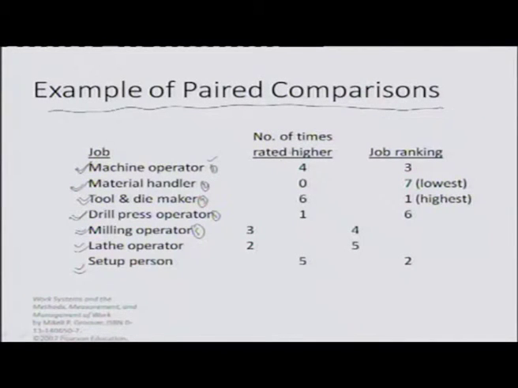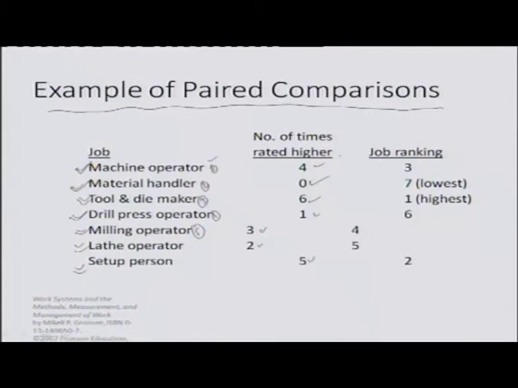For example, you can have the machine operator rated higher exactly 4 times, the material handler rated higher in almost no cases, so it is always on the low side. Tool and die maker is reported higher than the others in 6 cases, similarly drill press operator only in 1 case, milling operator in about 3 cases, lathe operator in about 2 cases, and setup person in about 5 cases. So this gives you a basis for the ranking.